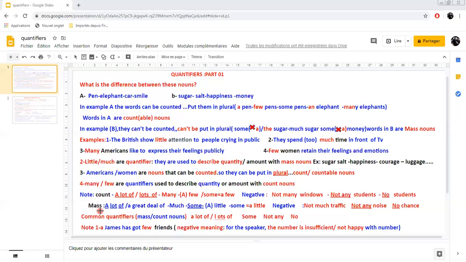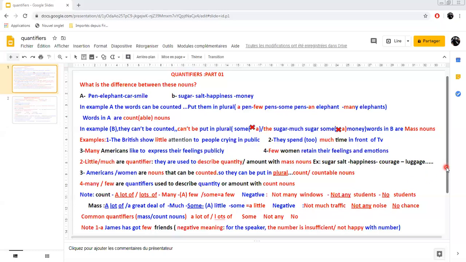The quantifiers used with mass nouns are a lot of, a great deal of, much. So here you've got many and here you've got much. Some, a little, and little. And some here with mass nouns equals a little. So you should be very careful. Here a few, here a little. And for the negative you've got not much, not any, no.